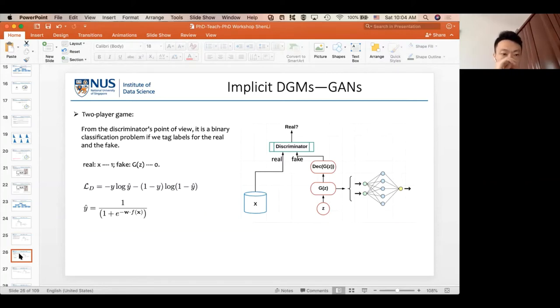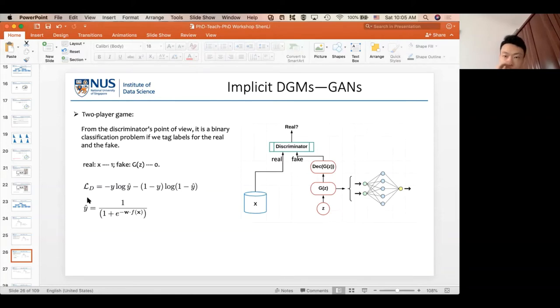And so formally, from the discriminator's point of view, it is a binary classification problem. If we tag labels for the real and the fake, we treat one as belonging to one class, one category, and the other belongs to the other category. So we are dealing with only two classes here. And for most cases, we tag one to the real images and zero to the fake. And then this discriminator tries to tell the difference between real and fake, which means it uses some classification loss function like cross entropy between the ground truth and the predicted categorical distribution.